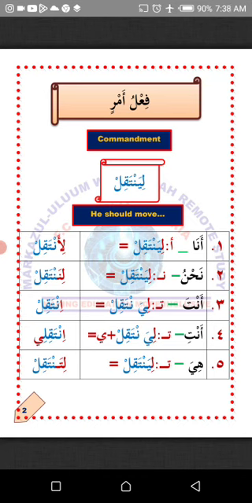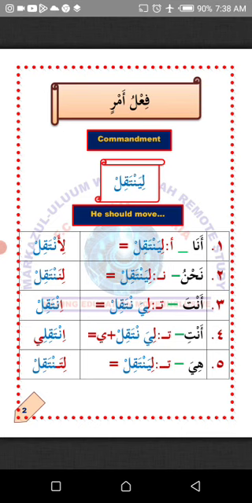Arba, number four. Anti, you. So how do we change the verb liyantakil to suit anti, representing a single female person? The same principle is applicable. However, we are going to attach yaun to the last letter. The verb liyantakil will now become intakili, which means you should move, talking to a single female person.